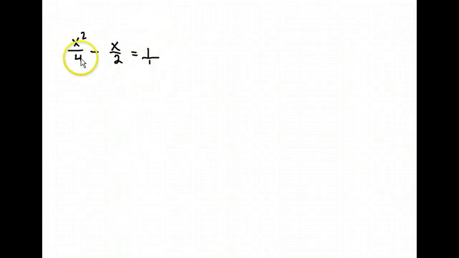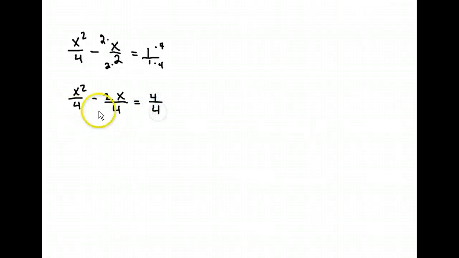Let's say you were given x squared divided by 4 minus x over 2 equal to 1. Doesn't matter what they give you. So the common denominator of all the denominators is 4. So to make 4 on all the bottoms, you would multiply the second fraction by 2 over 2 and the third fraction by 4 over 4. So that will give you x squared divided by 4 minus 2x divided by 4 equal to 4 divided by 4. Now when you have an equation, no matter what type of equation it is, and all the denominators match, you can get rid of all the denominators and you will be left with x squared minus 2x equal to 4.